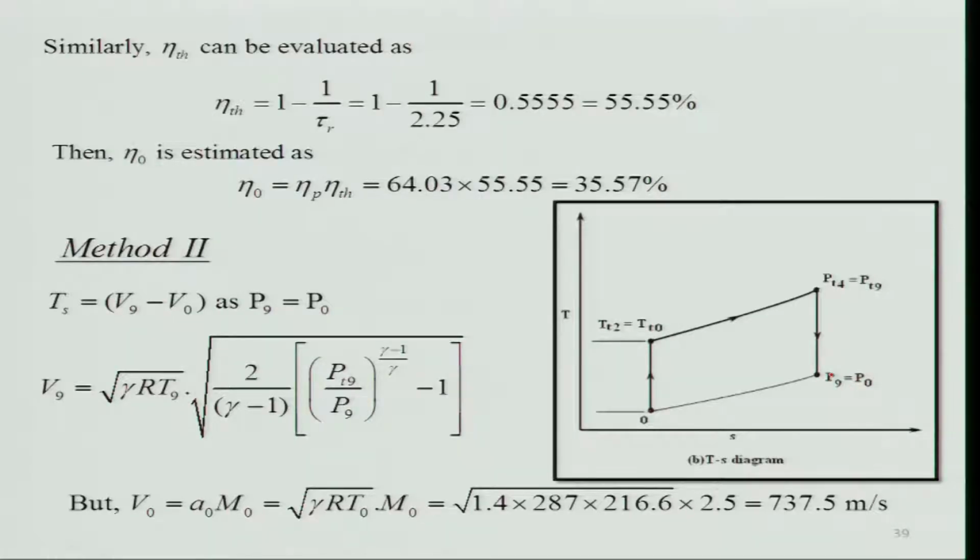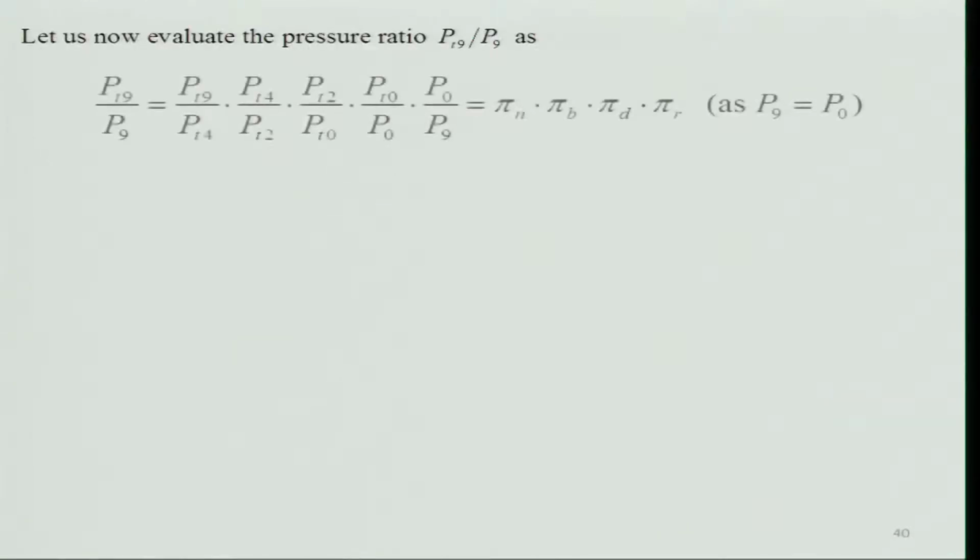And then of course this you need to know, or you have to find out. In this example or ideal situation, P9 is equal to P0, so you know. But when you go for a real cycle, you won't be knowing this. You need to find out. P9 won't be known in some cases. So let us evaluate this Pt9 by P9. You can use this method, or you can go by some other method also, step by step. So these are the same things I have done.